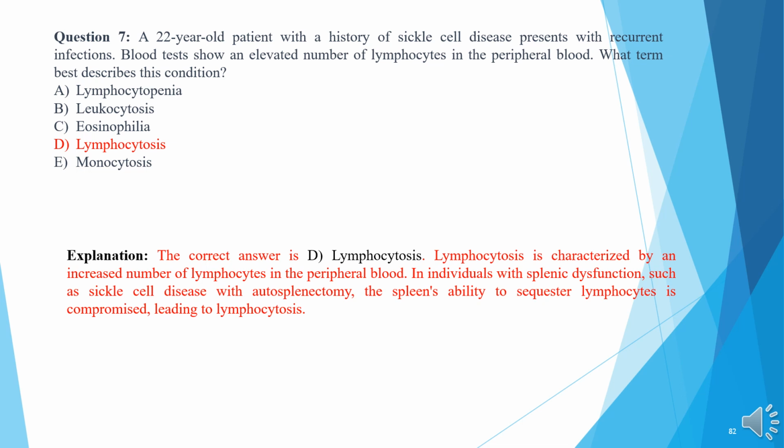Lymphocytosis is characterized by an increased number of lymphocytes in the peripheral blood. In individuals with splenic dysfunction, such as sickle cell disease with autosplenectomy, the spleen's ability to sequester lymphocytes is compromised, leading to lymphocytosis.